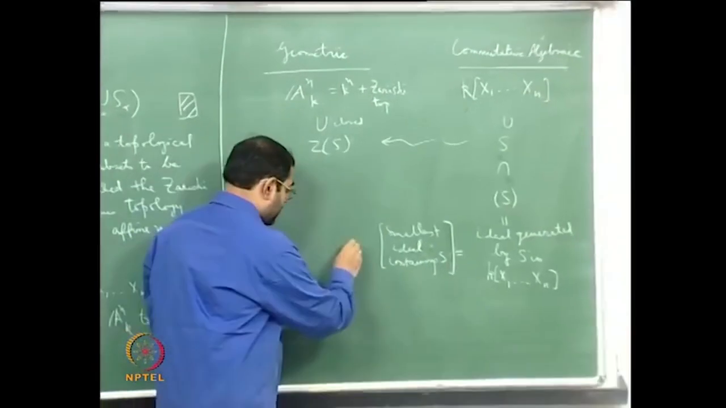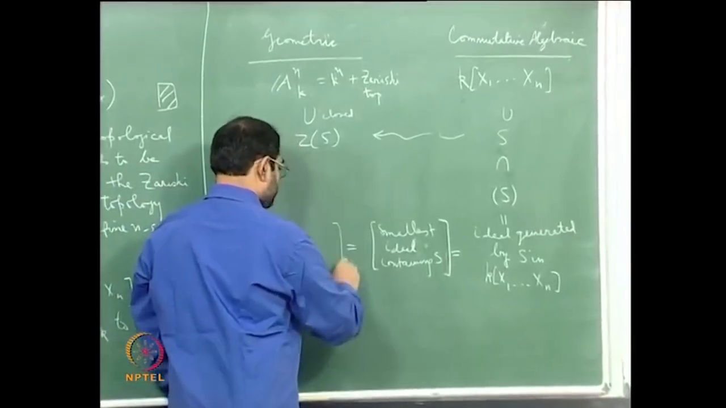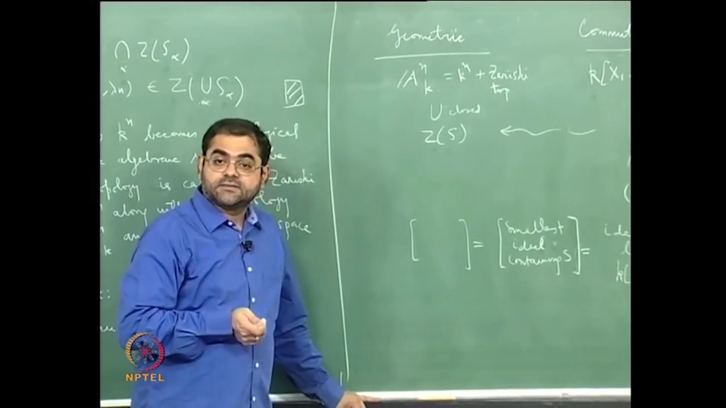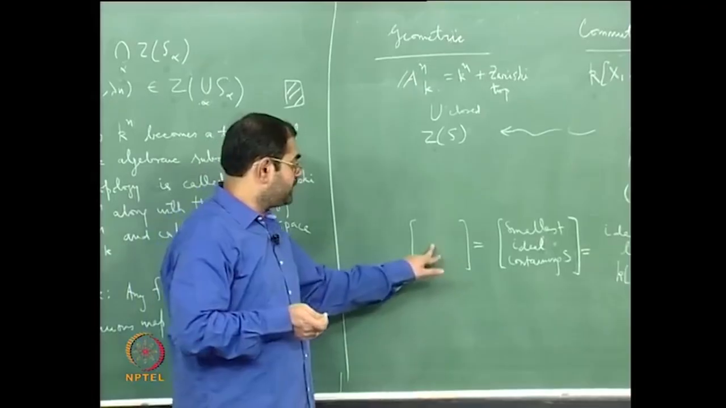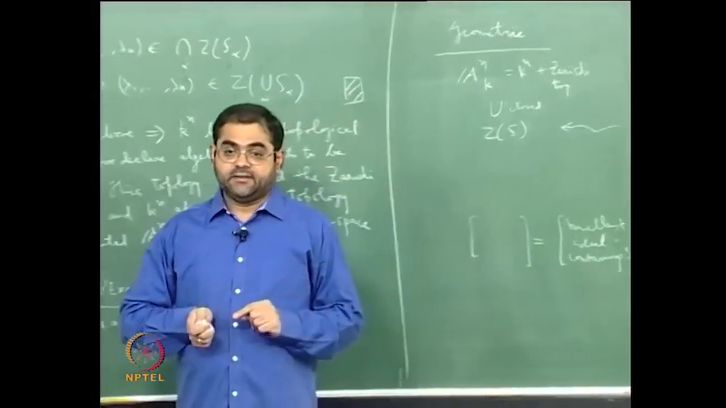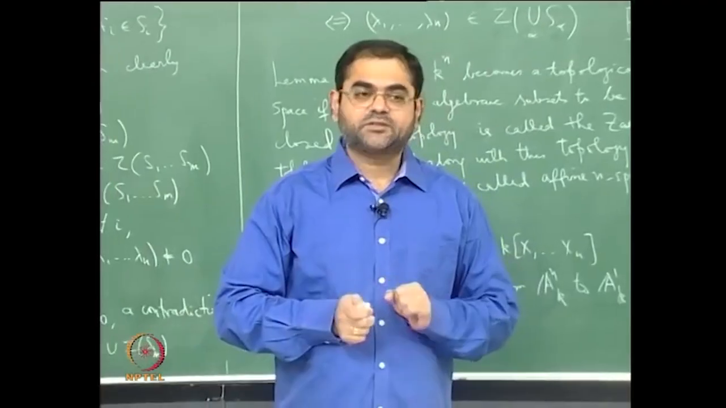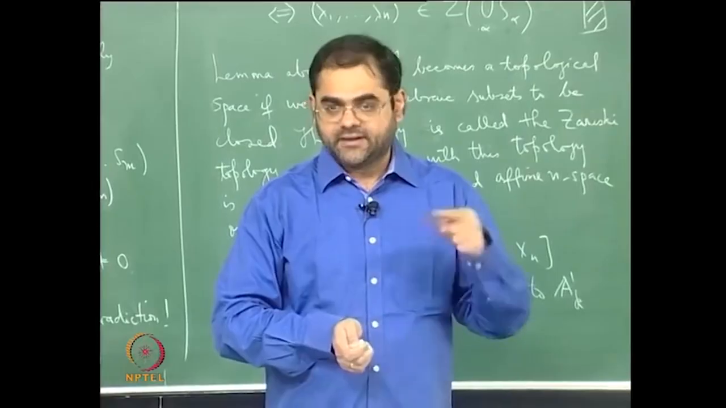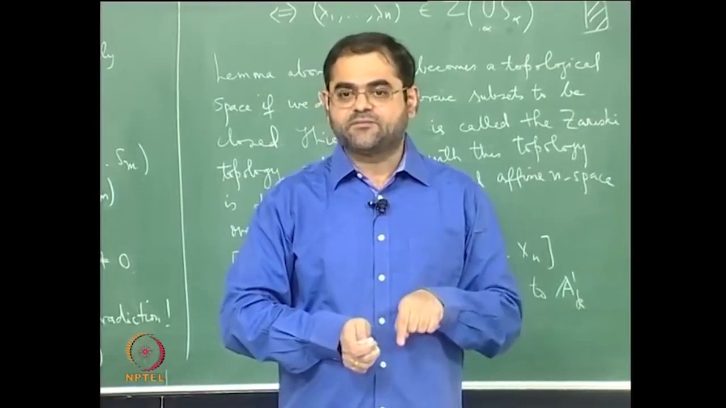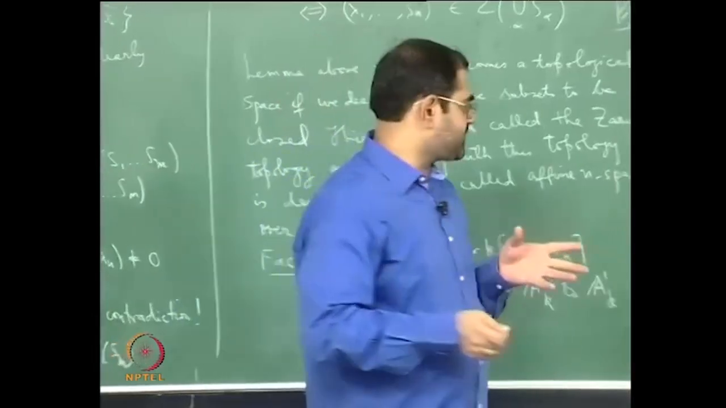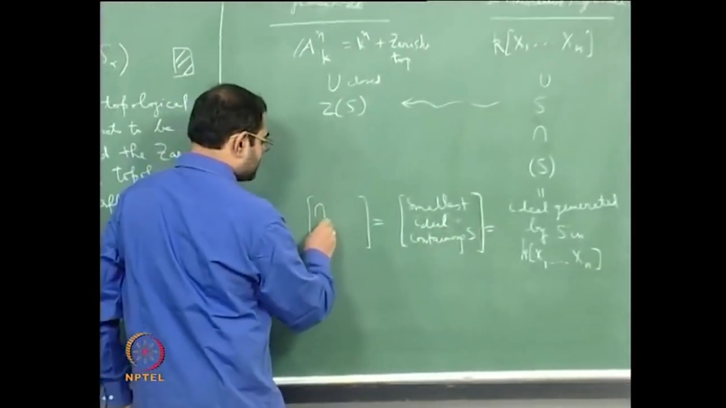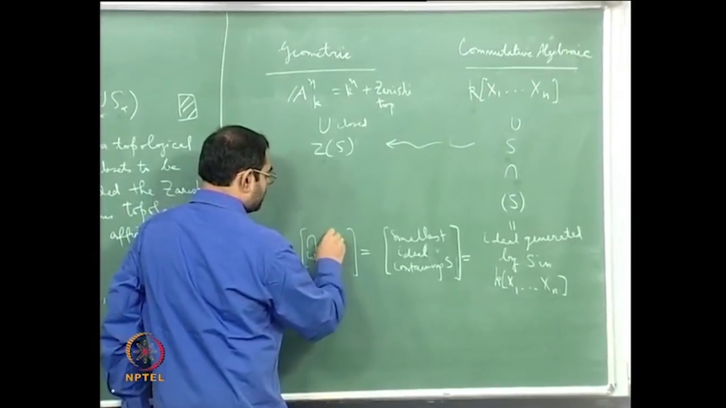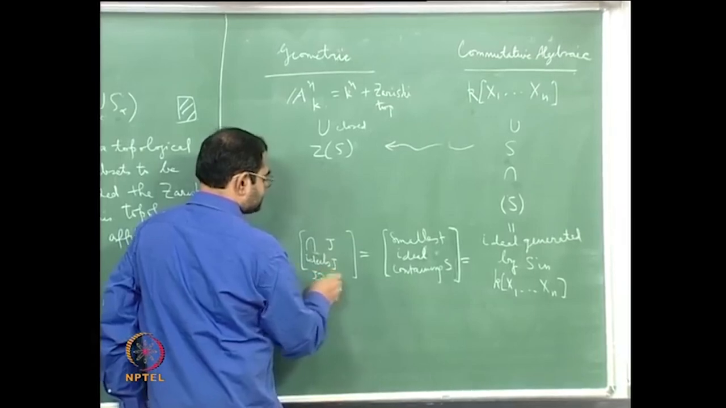And what is the smallest ideal containing S? How will you define the smallest ideal containing S? First of all, it has to be an ideal which contains S, and it should be smallest among these, which means that if there is any other ideal which contains S, that should contain this as well, which tells you that this is the intersection of all the ideals which contain S. So there is another way of stating this set theoretically. This is the intersection of all ideals J, over J, where J contains S.